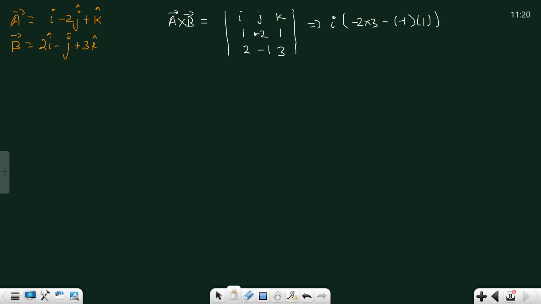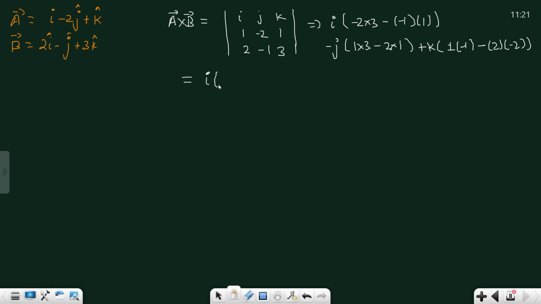Tell me, yes. Then minus j. So when you take minus j, so 1 into 3 minus 2 into 1. Then k. So k will be 1 into minus 1 minus 2 into minus 2. Clear?